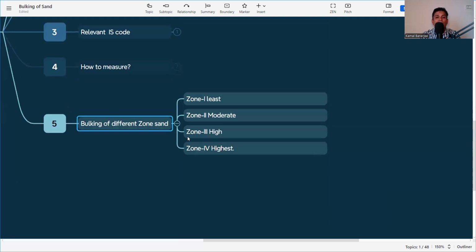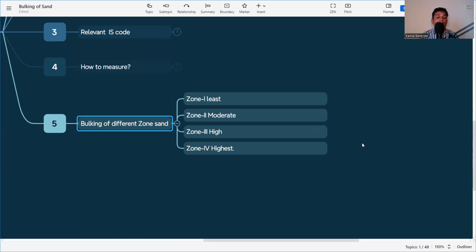And regarding bulking of different sand zones: zone 1, zone 2, zone 3, zone 4, we all know there are different zones as per IS 383, the Indian standard. What are the different sand zones, and what is the different particle size distribution? I have made a detailed video; please check it, or in the description you will get full information. But when it comes to bulking of sand, zone 1 has the least bulking, zone 2 moderate, zone 3 high, and zone 4 the highest.